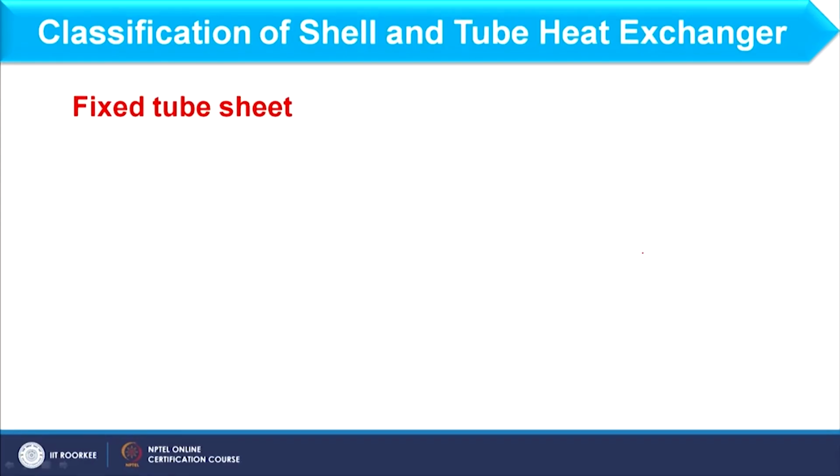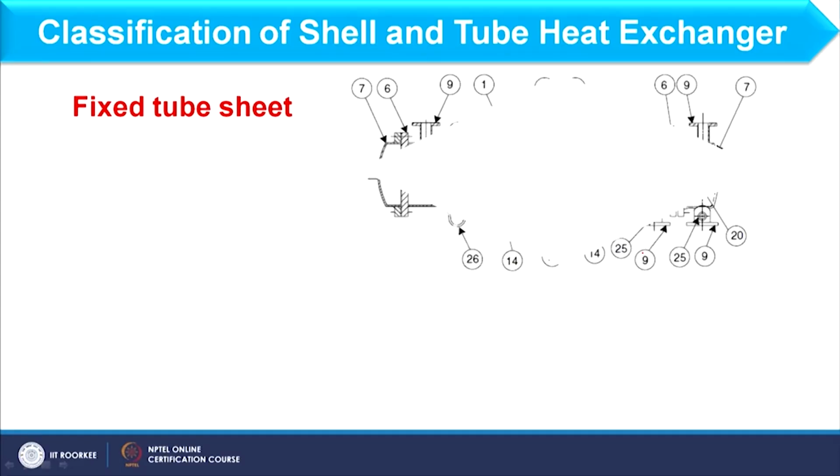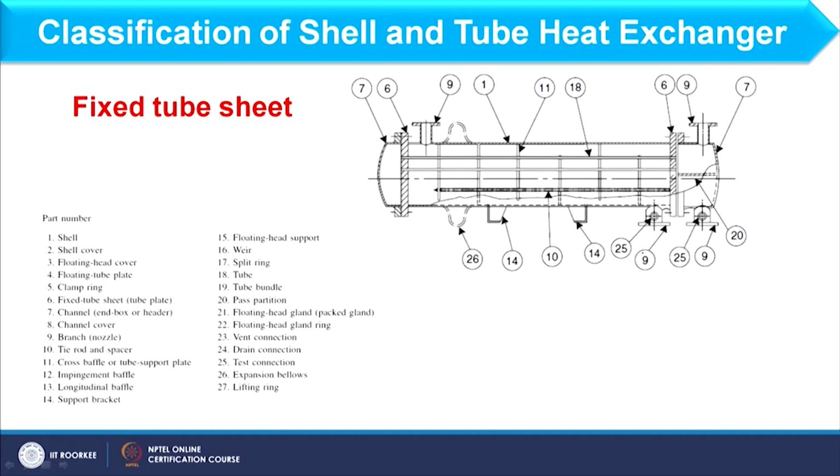Okay. Now, if you consider fixed tube sheet, here we have the schematic with different numbers, and these numbers are elaborated over here. I am not going into detail of these numbers, because according to the number you can find the assembly in this figure very well. So, the main point we are going to discuss about this heat exchanger is where I am having fixed tube sheet, right.